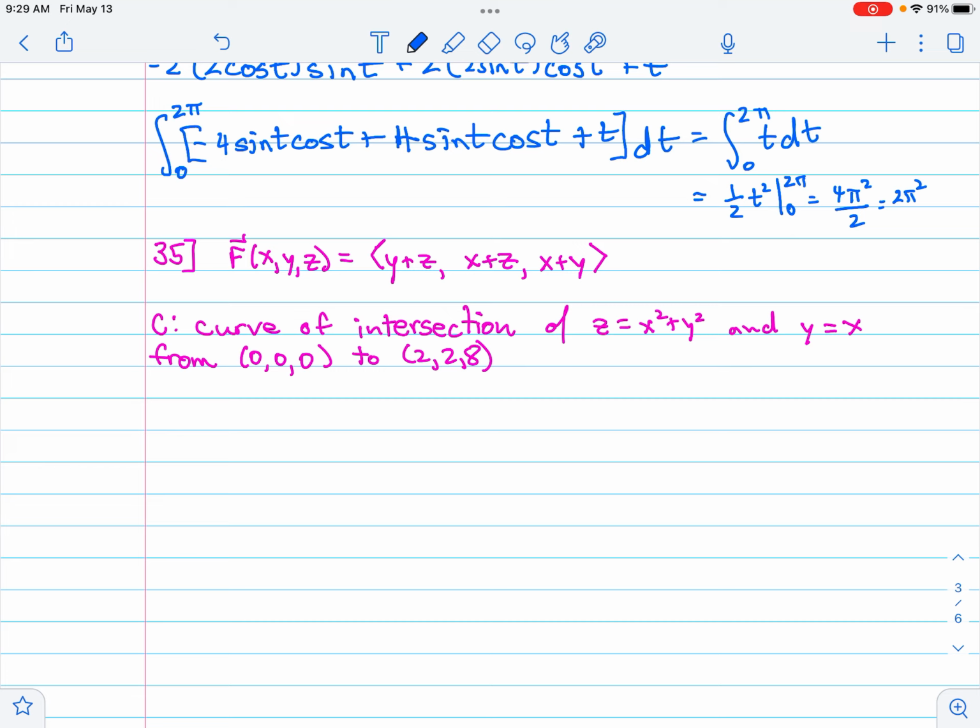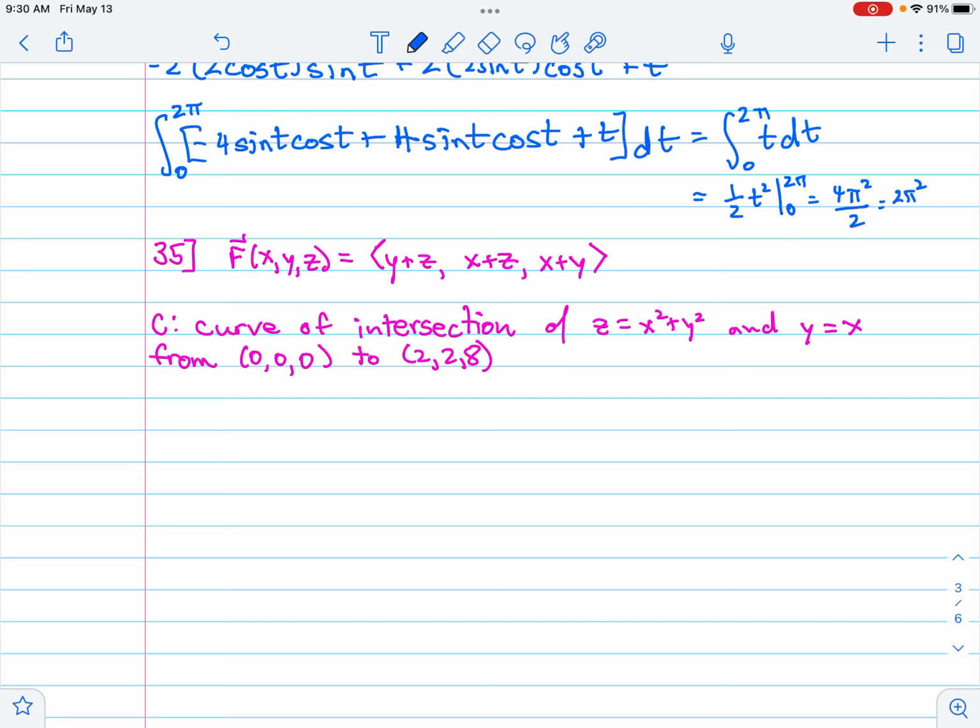Okay, now let's look at 35. The interesting thing about this problem is they give you the curve as a curve of intersection of a couple of surfaces. You've got z equals x squared plus y squared, this paraboloid, and then you've got this plane, y equals x.